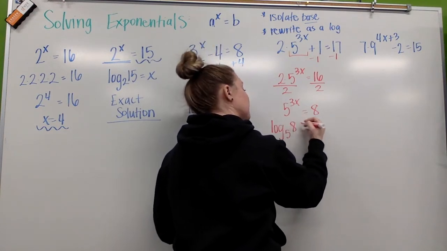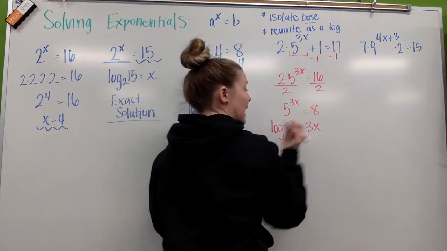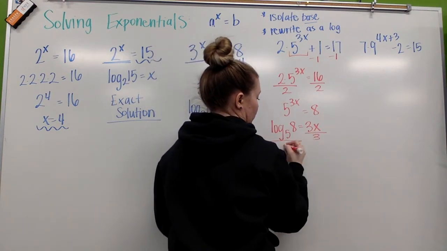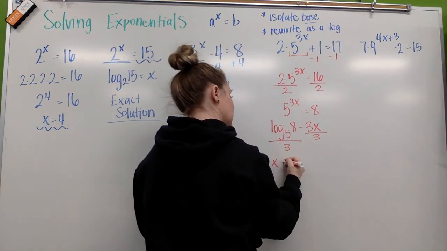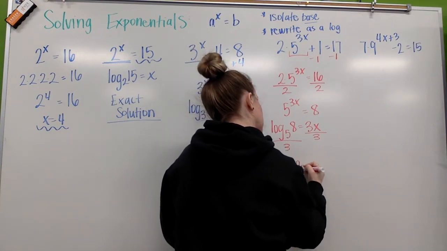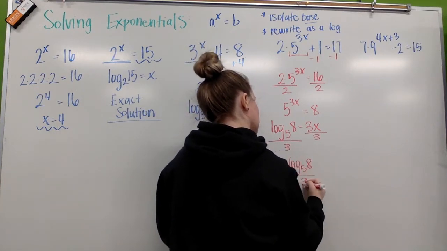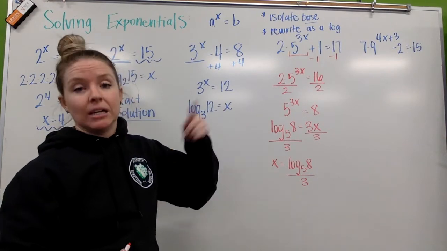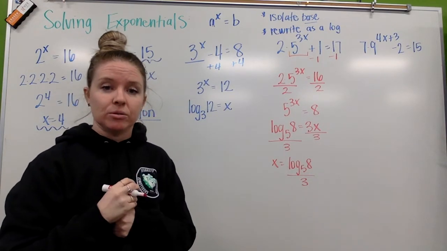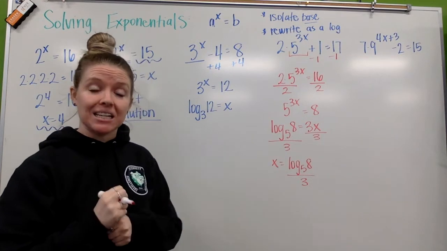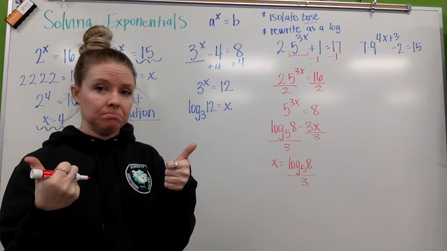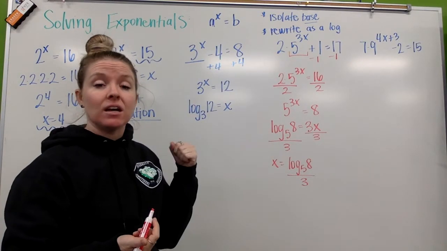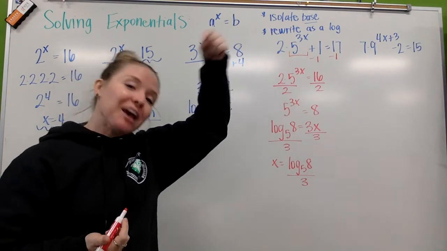Log base 5 of 8 equals 3x. And now I'm going to isolate my x by dividing by 3. So x equals the log base 5 of 8 over 3. There's my exact answer. Here in a minute, we will learn how to take that to a decimal. But all I'm doing is isolating my variable, calling it good. So if you want, go ahead and hit pause, try this next problem, come back, see how you did.